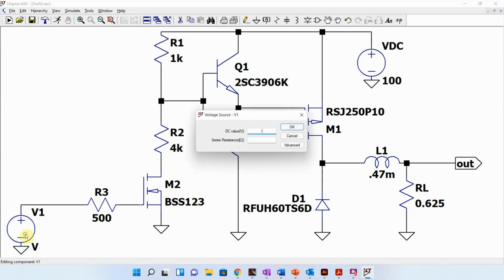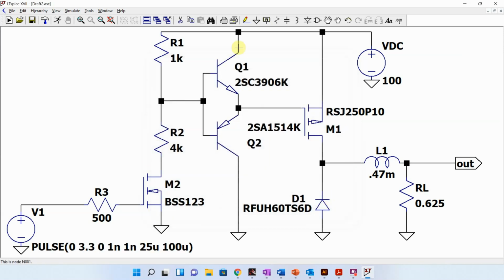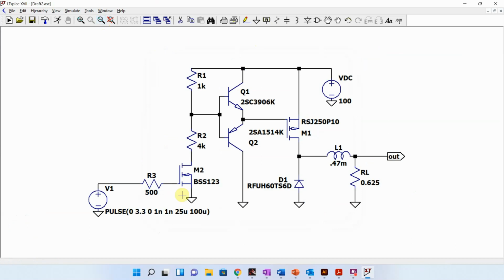Okay, so now we're going to come in here and we're going to do our pulse. So we're going to go from 0 to 3.3 volts, no delay. We're going to do small rise and fall time. We want 25 micro and 100 micro to get our 20 kilohertz switching. Okay, so now let's run this and see how it looks.